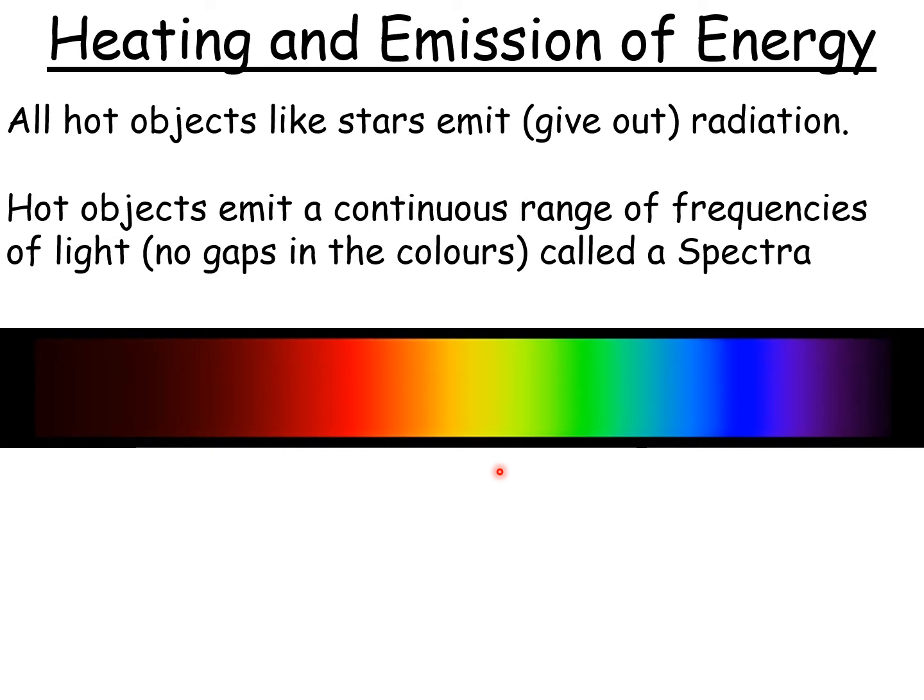So all hot objects like stars will emit, which means give out radiation, and hot objects will emit a continuous range of frequencies of light, i.e. there's no gaps in the colours, called a spectra. So in other words, this is what a spectra looks like. It looks like a band of colours where you can see there's no gaps in between it, and that the colours almost seem to meld from one to another. Now, this idea of frequencies, I'm going to come back to later on when we do waves, so it'll make more sense as to why I'm saying frequencies there.